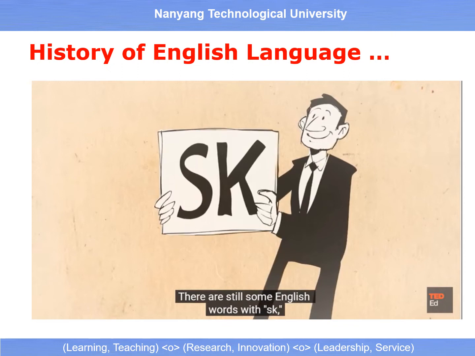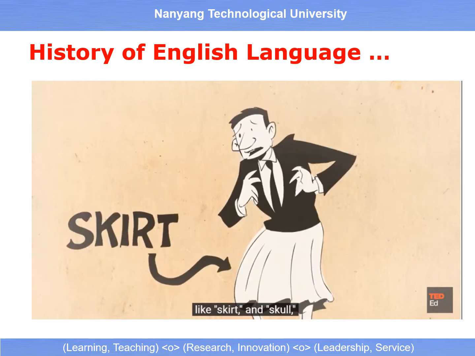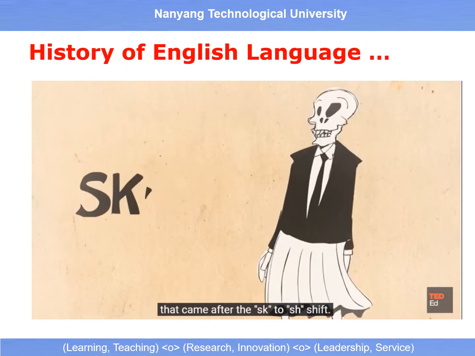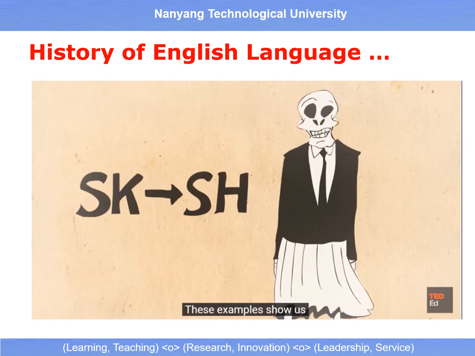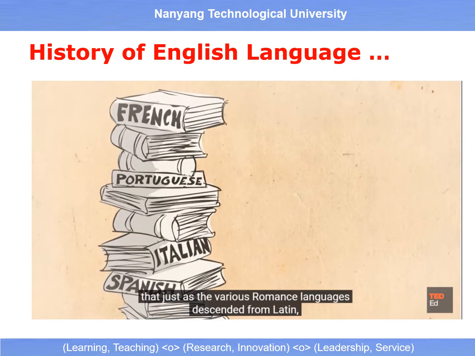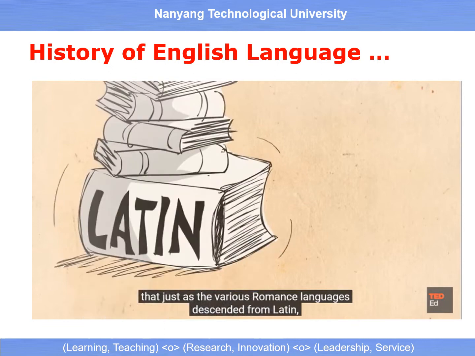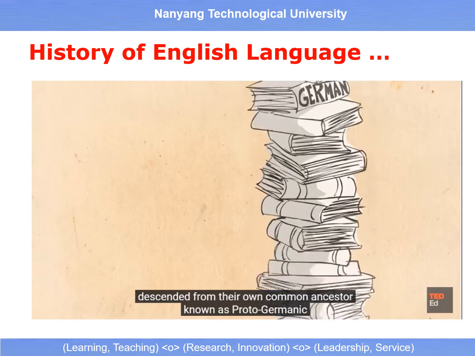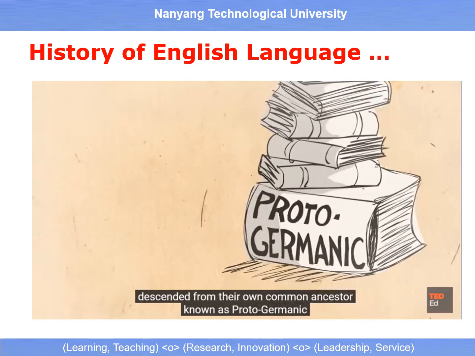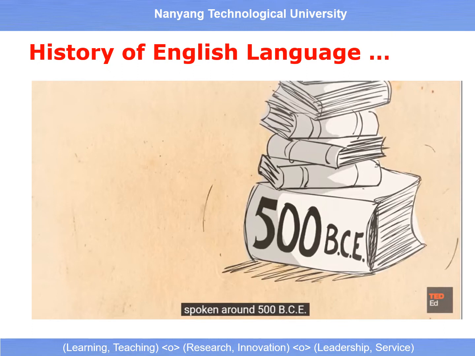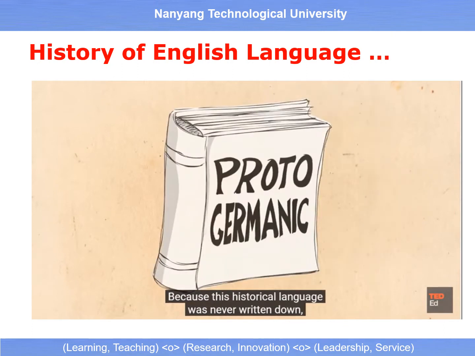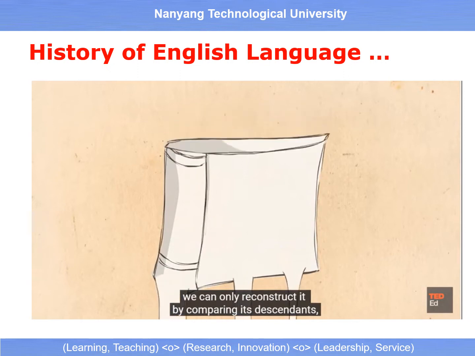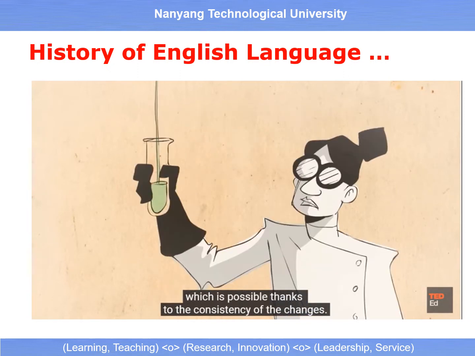There are still some English words with SK, like skirt and skull, but they're direct borrowings from Old Norse that came after the SK to SH shift. These examples show us that just as the various Romance languages descended from Latin, English, Swedish, German, and many other languages descended from their own common ancestor, known as Proto-Germanic, spoken around 500 BCE. Because this historical language was never written down, we can only reconstruct it by comparing its descendants, which is possible thanks to the consistency of the changes.